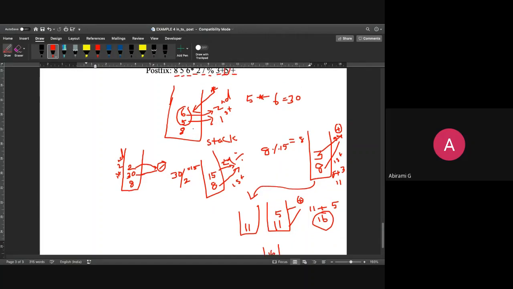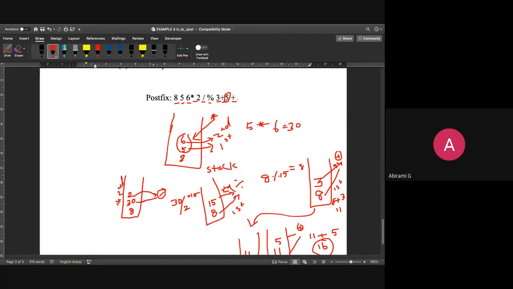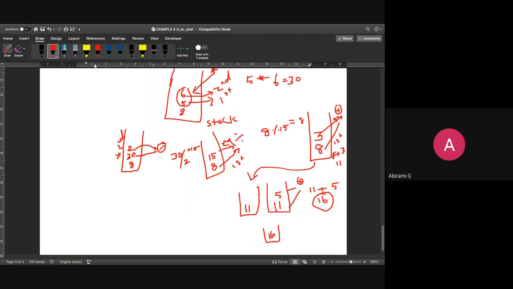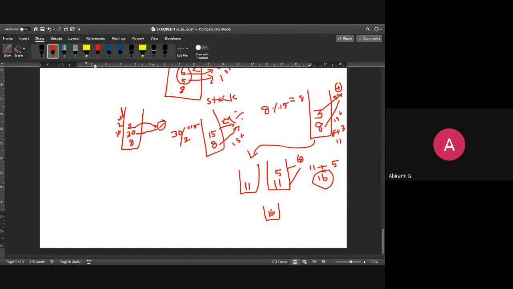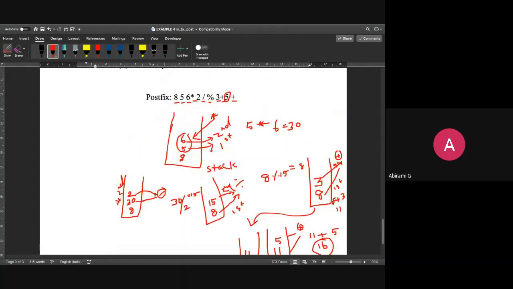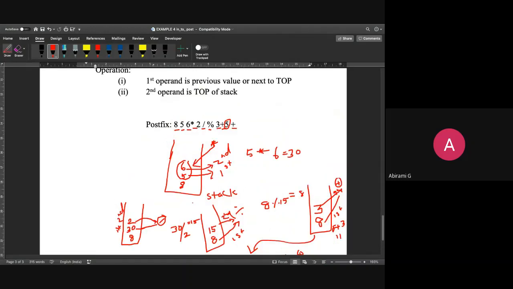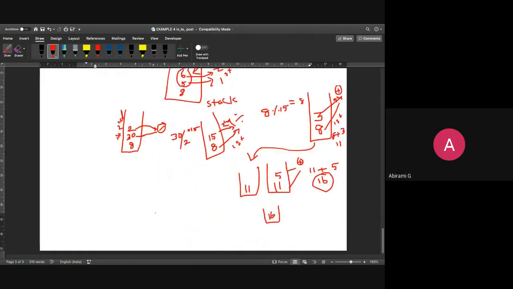Now we have to check our input string. We have reached the end of the postfix expression. We have read the entire expression. So the final result is 16. After evaluating this expression, 8 5 star 6 star 2 slash modulo 3 plus 5 plus, the value was 16. This 16 is the postfix evaluation's value.